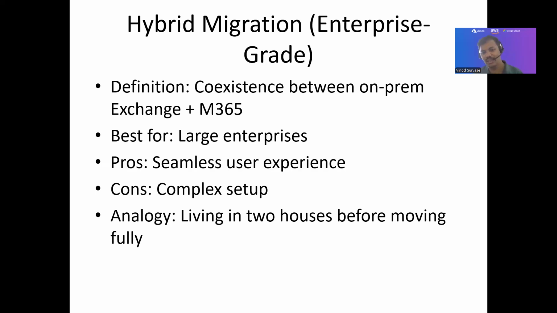Analogy-wise, it is like living in two houses before moving fully. That means we are living in two places, one here and another somewhere else, and we keep using both until we have moved out of our first or primary house. So this is the enterprise-grade hybrid migration strategy. Many companies are adopting it because they have bigger environments and bigger infrastructure, and they cannot afford to take downtime. Instead, they go with a focused, phased approach.